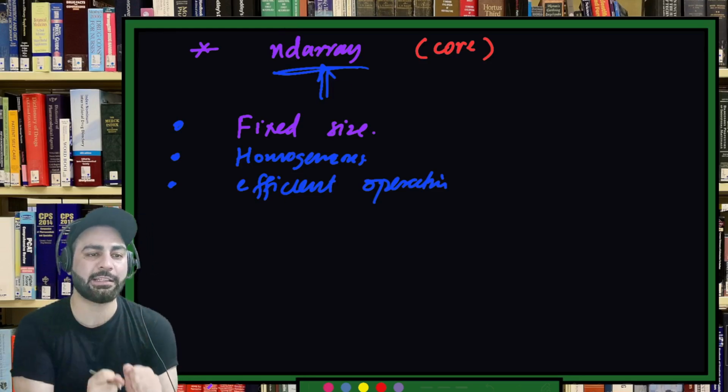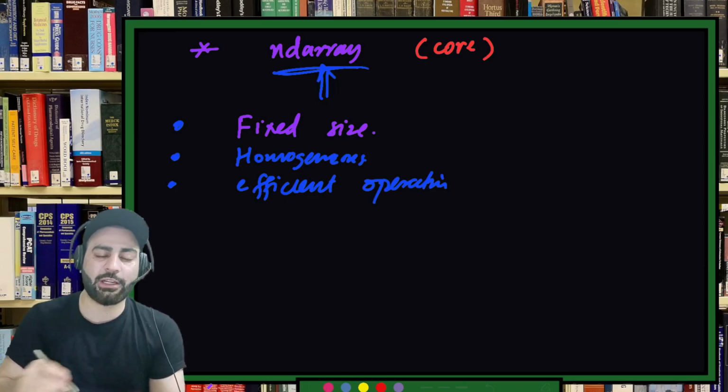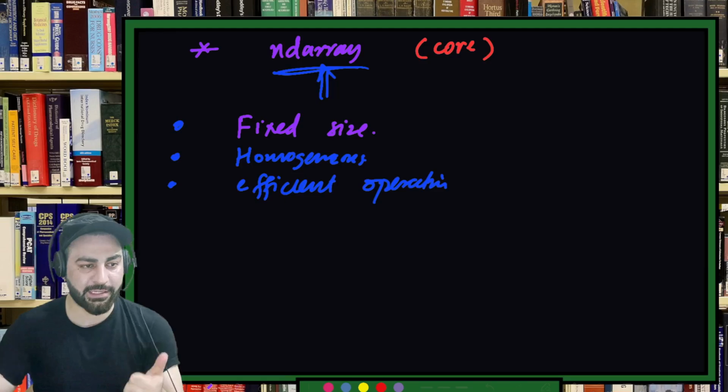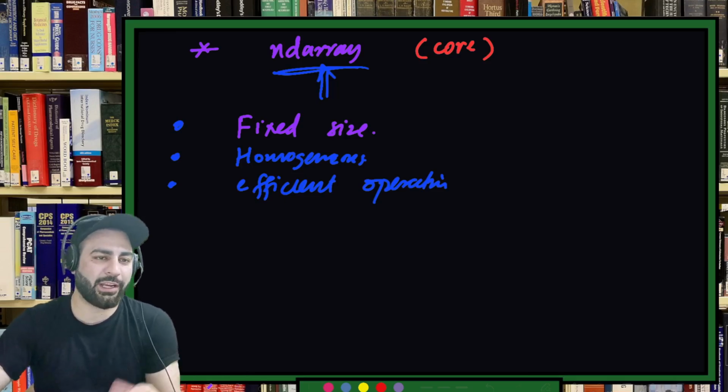Consider this ND array is the basic core of NumPy. Okay, NumPy is built upon that. The core is called ND array. So ND arrays are of fixed size, they are homogeneous, and there are efficient operations which can be done on that. Let's first see how to create a NumPy array.